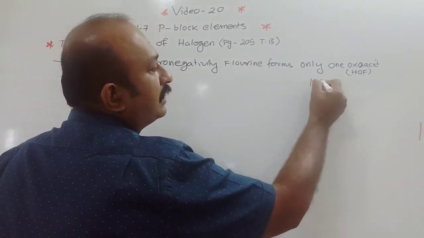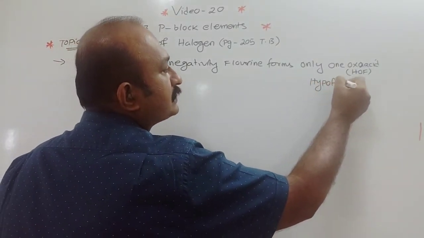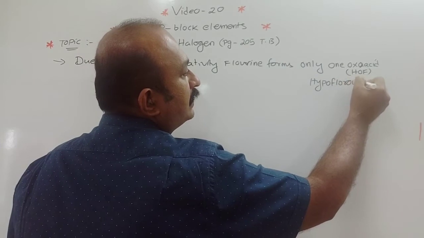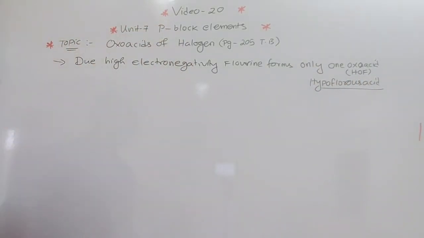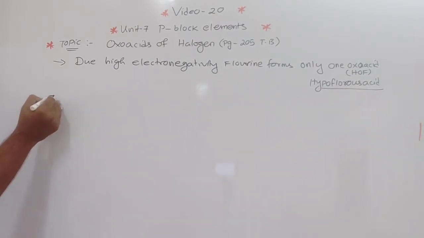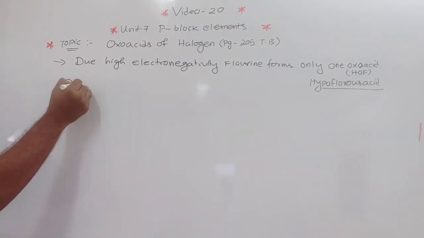What is it called? Hypofluorous acid. This is the only acid formed by fluorine. Now, the reason is because of high electronegativity. Other oxoacids are unstable and very difficult to obtain in pure state. So first of all, we will see all the oxoacids. So first, we will start with oxoacids of halogen.